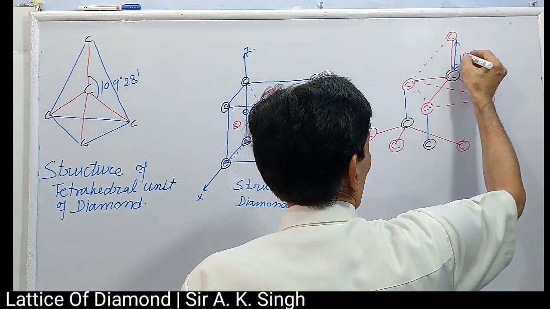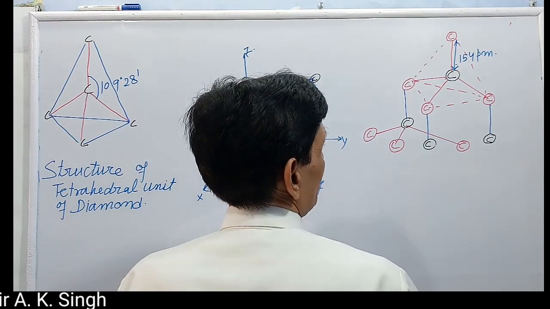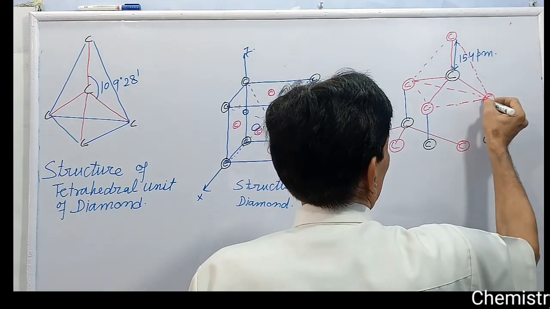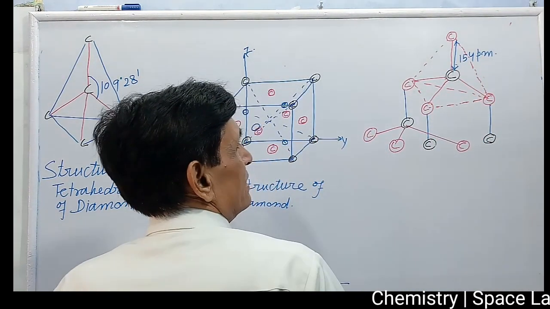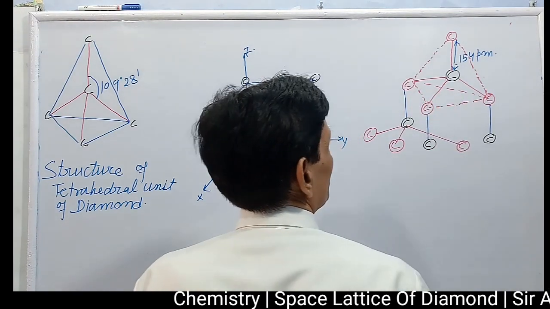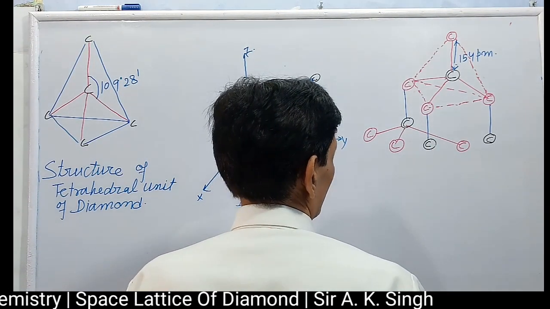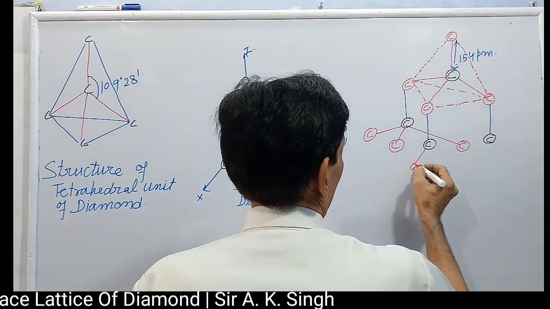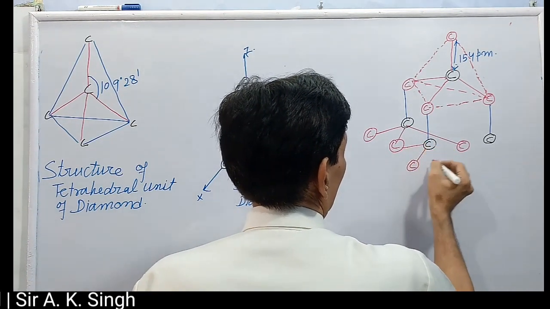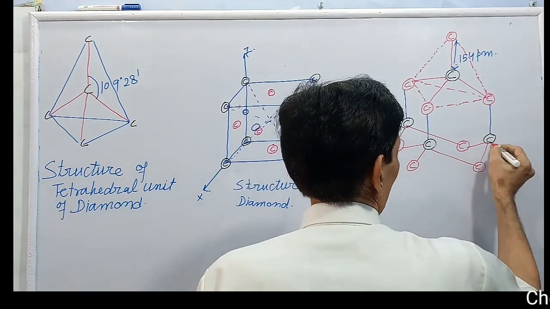This bond length is 154 picometer, and next, this one is showing the tetrahedral unit. Tetrahedral unit. Now, next, for this one, I am going to show you this connection. One carbon and second one, 1, 2, 3, and this is the fourth carbon. Now this tetrahedral unit is also complete.